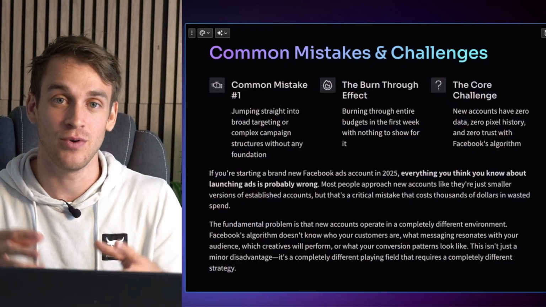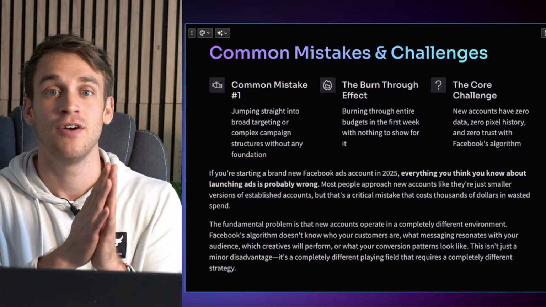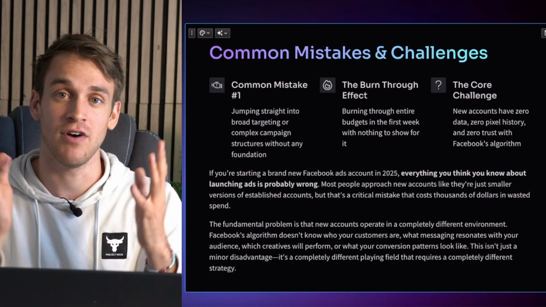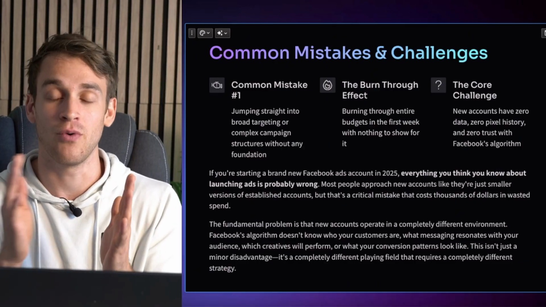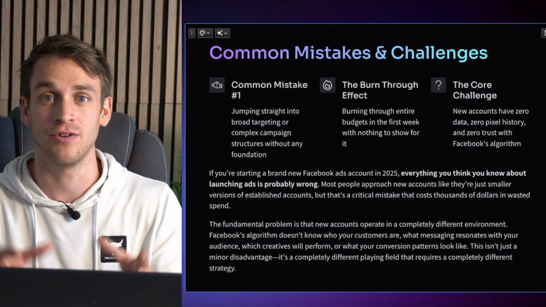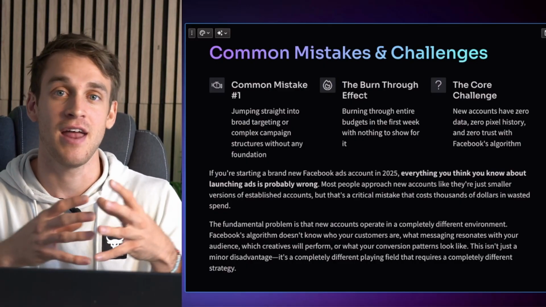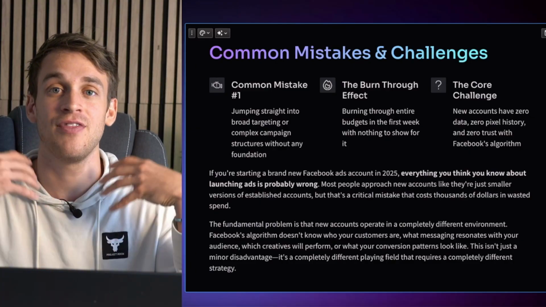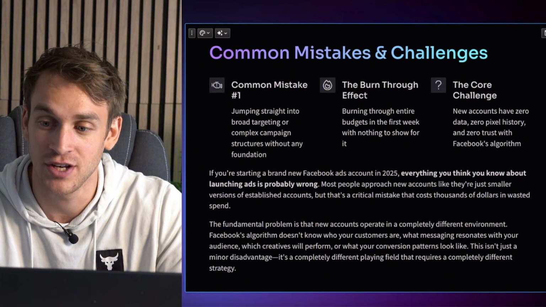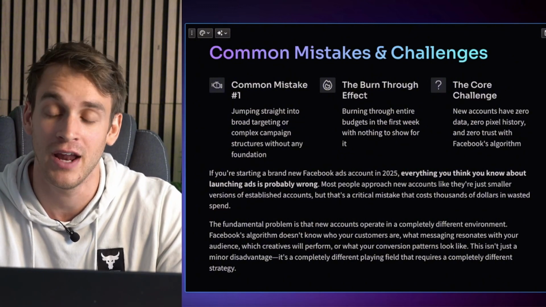What I like to do is set a healthy budget of a minimum of $100 to $150 per day for a 30 to 45 day period. So the best case scenario is you have $150 per day for 45 days that you can burn and see no results, and you're not grabbing a bottle of Jack Daniels because you're not getting results, okay? That right there is a healthy budget that you can have in a healthy time frame to really let things spend and see results. And then just the core challenge that new accounts have: 0 data, 0 pixel history, and 0 trust with Facebook's algorithm. So we need to build that up, okay? And I'm gonna show you how.